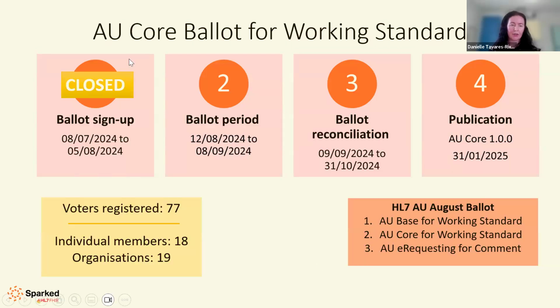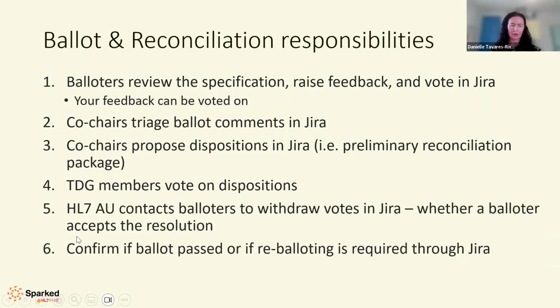But let's talk about just this one here. Now that ballot sign-up is closed, we have some numbers. In total, 77 voters have registered to vote on AU Core. That's made up of 18 individual members of HL7 Australia, and it also comes from 19 different organisations. So that's our pool, essentially, of our consensus body. Okay, so let's talk about what actually happens.